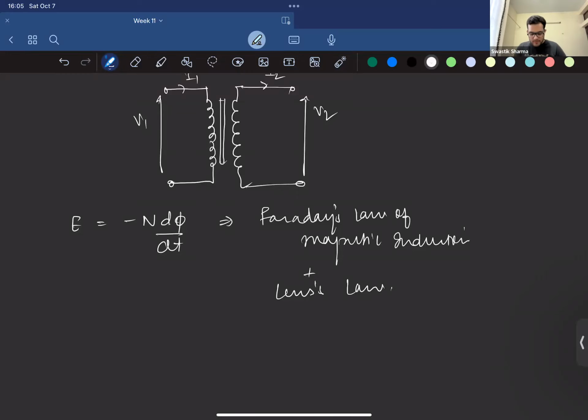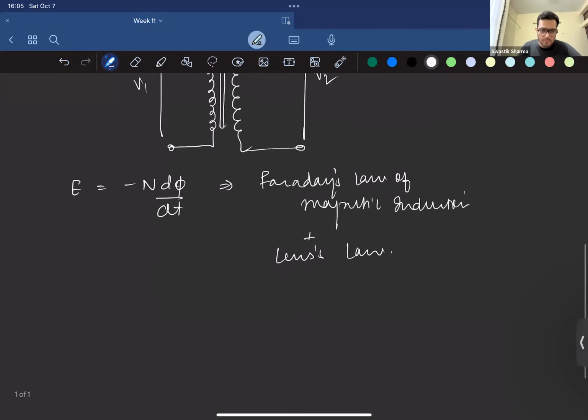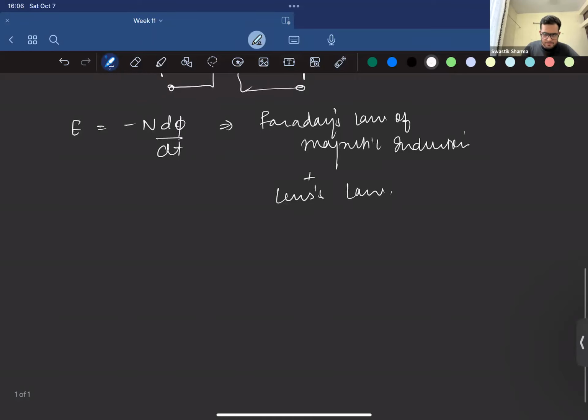Now, we all know what Faraday's law of magnetic induction is. It is the time rate of change of flux, which when multiplied with the number of turns gives the induced EMF. And Lenz's law tells us that this induced EMF is in opposition to the applied voltage. Lenz's law states that whenever there is an application of something, the induced EMF will try to resist that application. So that's why a negative sign is there.